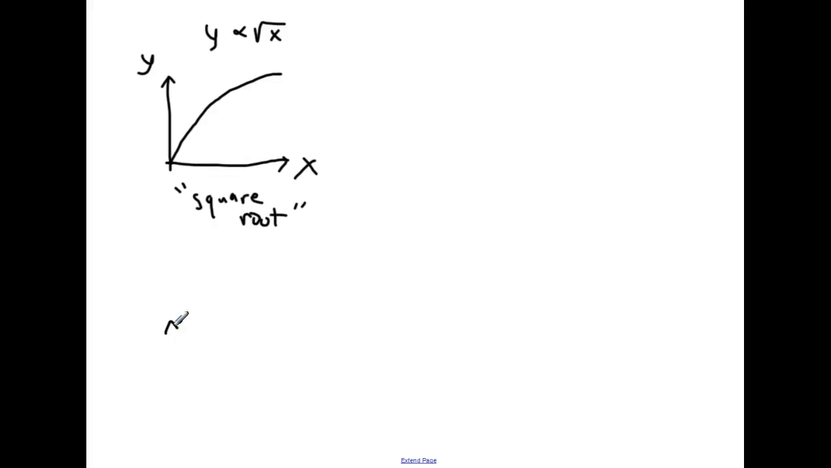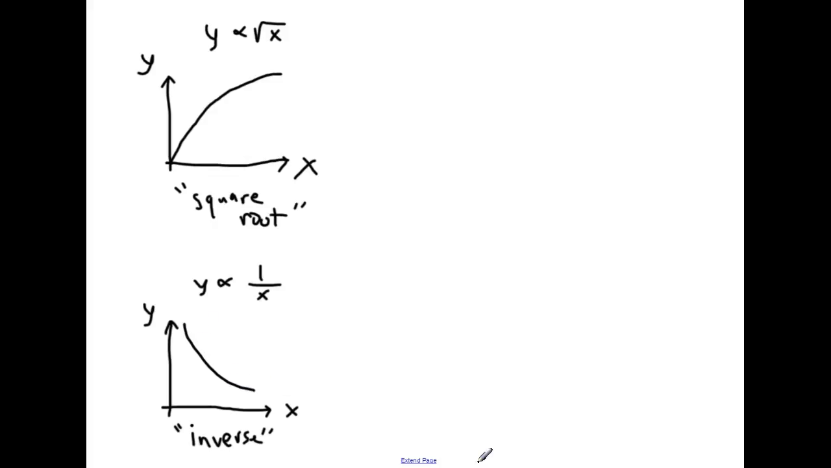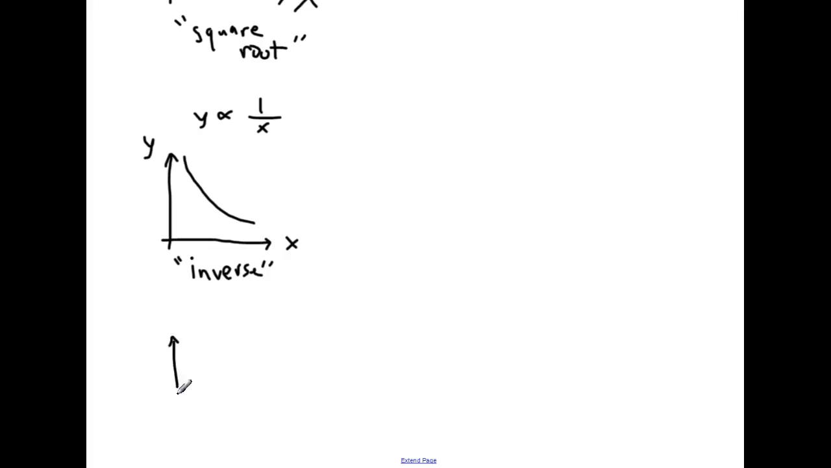And then finally, we'll do two more. If y is proportional to the inverse of x, we call that inverse proportionality, then the graph will look something like this. And if y is proportional to the inverse of x squared, and you plot y against x, and again the relationship y is proportional to 1 over x squared, then the graph will look like this. Similar to the inverse shape, just it hugs the axes a little bit more closely.